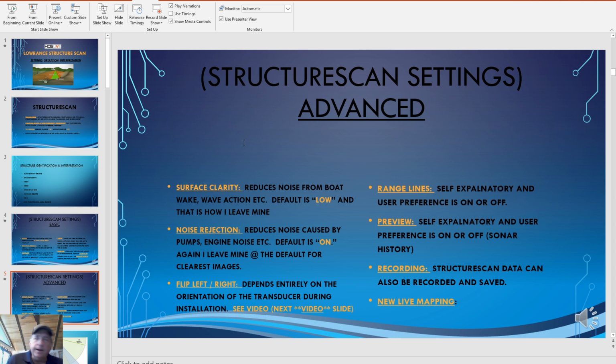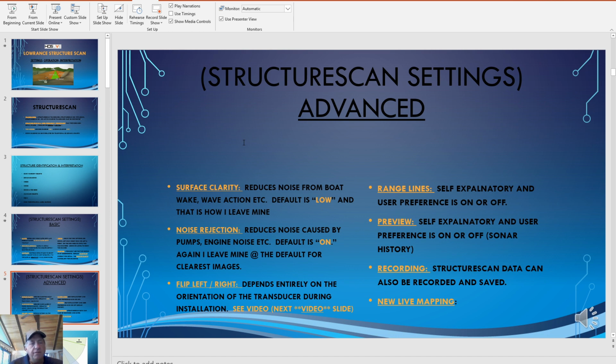Flip left and right, basically it depends on whether or not you mount your transducer with a factory bracket or an aftermarket bracket. Real quick, with the factory bracket, the cable coming out of the nose of the transducer will be pointing forward or towards the bow of the boat when you mount it. So obviously, if you think about that, the right hand side is going to be the right and the left hand side is going to be the left.